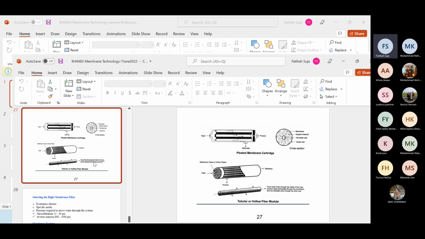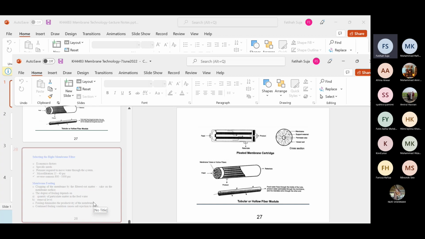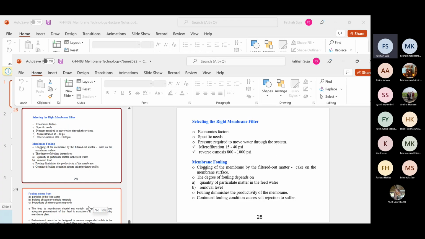Okay. So when you look at the types of membrane, then you need to explain what types of membrane you use. When you want to select the right membrane filter, usually you buy from the manufacturers. So when you talk about selecting a membrane filter, actually the economic factors and the specific needs are the two major considerations for you to select the filter.